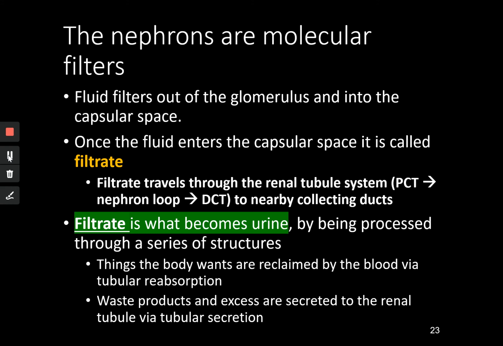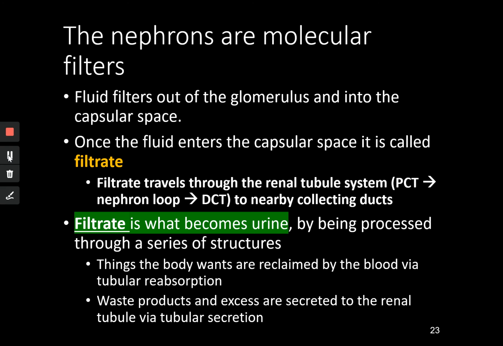So the nephrons, what we're seeing, are just molecular filters. They're filtering fluid out of the glomerulus into the capsular space. Once that fluid enters the capsular space, we are calling it filtrate. The filtrate travels through the entire renal tubule system. So it travels first into the proximal convoluted tubule, next into the nephron loop, and then to the distal convoluted tubule. That is the nephron, and from the nephron, we'll have that filtrate move into collecting ducts. And filtrate is what becomes urine, and it's essentially urine by the time that it leaves those collecting ducts at the renal papilla and enters into the minor calyces. Remember, the minor calyces drain into major calyces, which drain into the renal pelvis, which is continuous with the ureter.